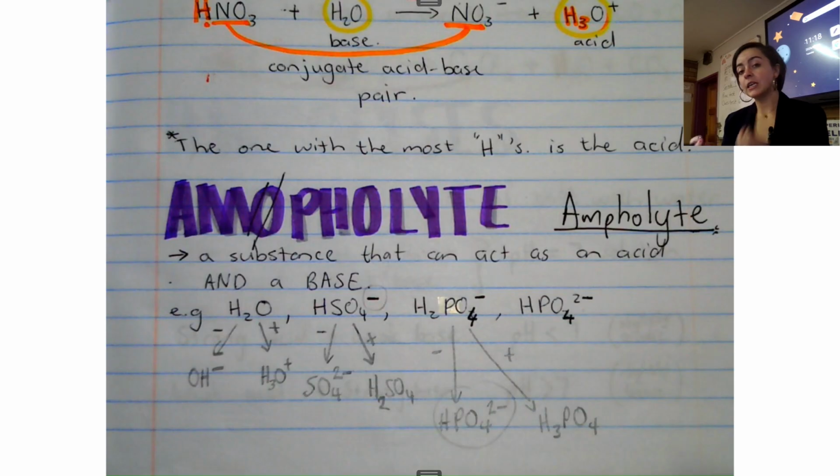All right, so key thing about an amphiprotic species, it has a hydrogen to donate, but it would also be able to accept a hydrogen, and it still forms something that we recognize.